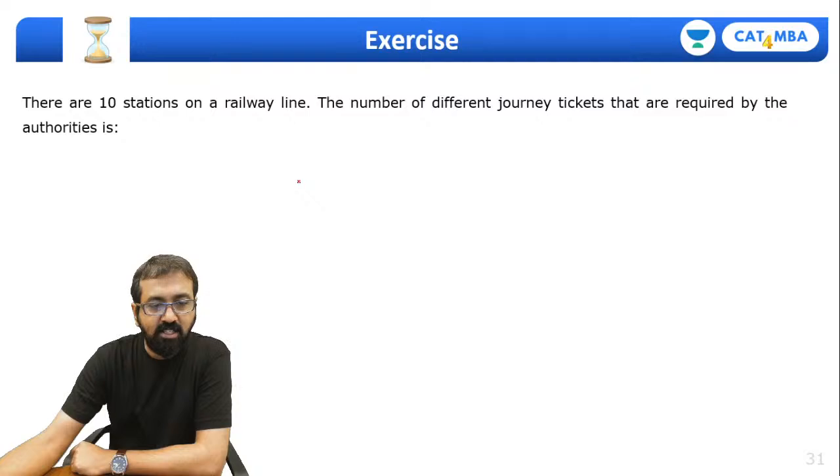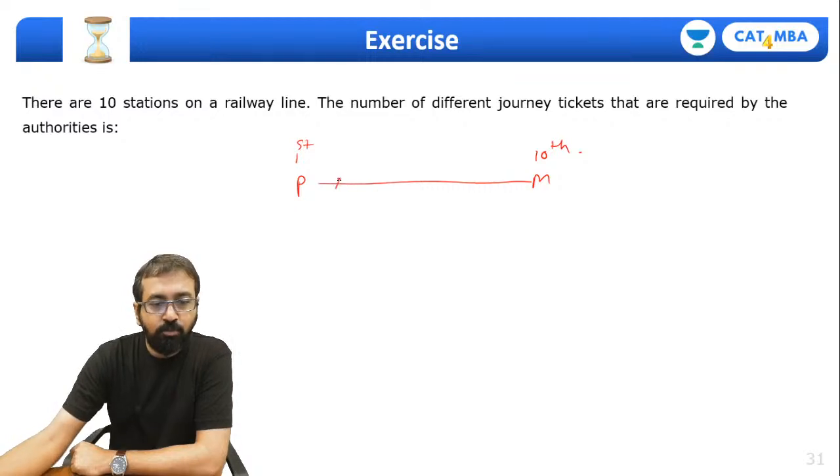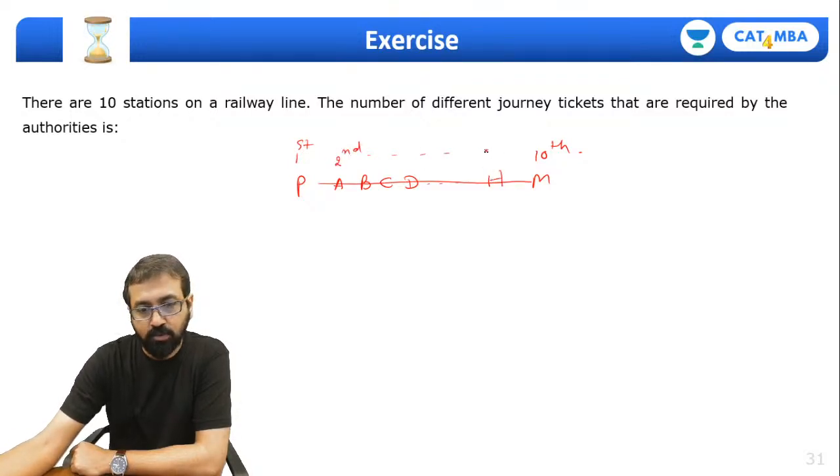Okay. Let's take it this way. Pune is the first station. And this Mumbai is the 10th station. First and 10th station. Then there are few more stations, A, B, C, D up to H. So this is your second station, third station, and so on and so forth. Right? This is the 9th station.